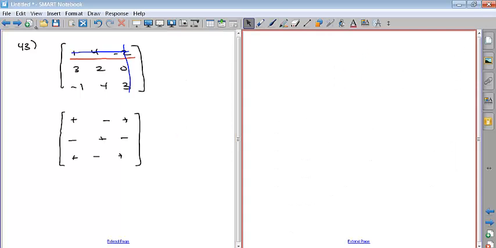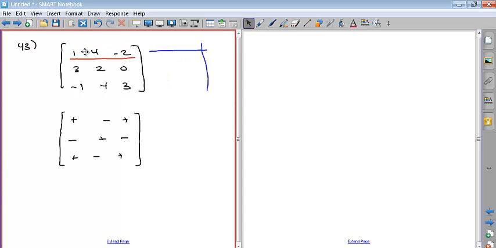Okay, now we're going to do it one more way. You don't have to do it 2 ways. I'm just proving that it doesn't matter which one you choose. Okay, what I'm going to do is I'm going to do it using these 4 numbers. I'm going to choose the second column.